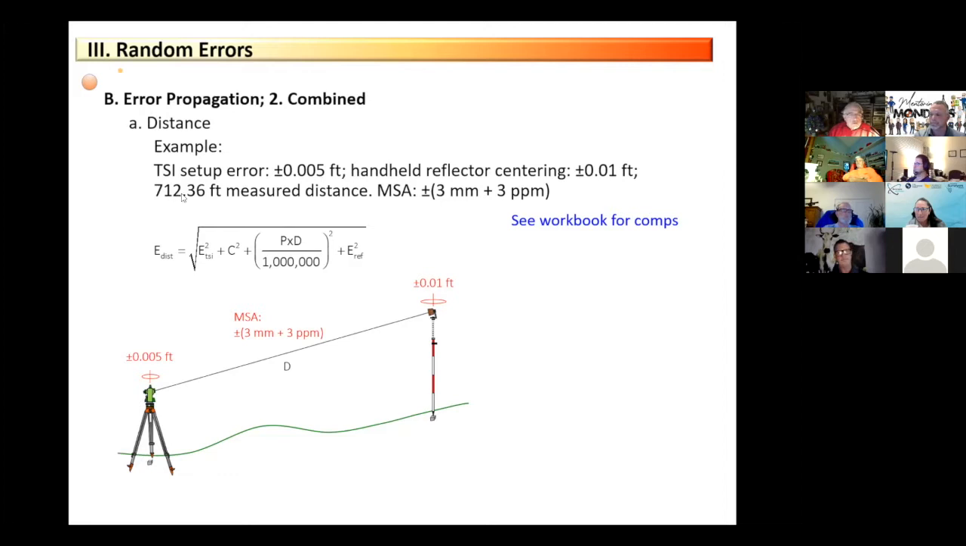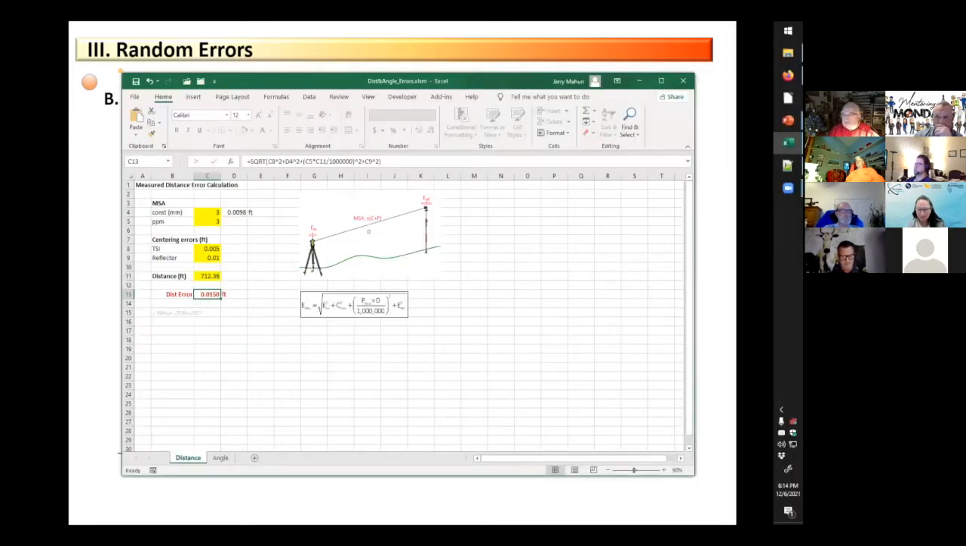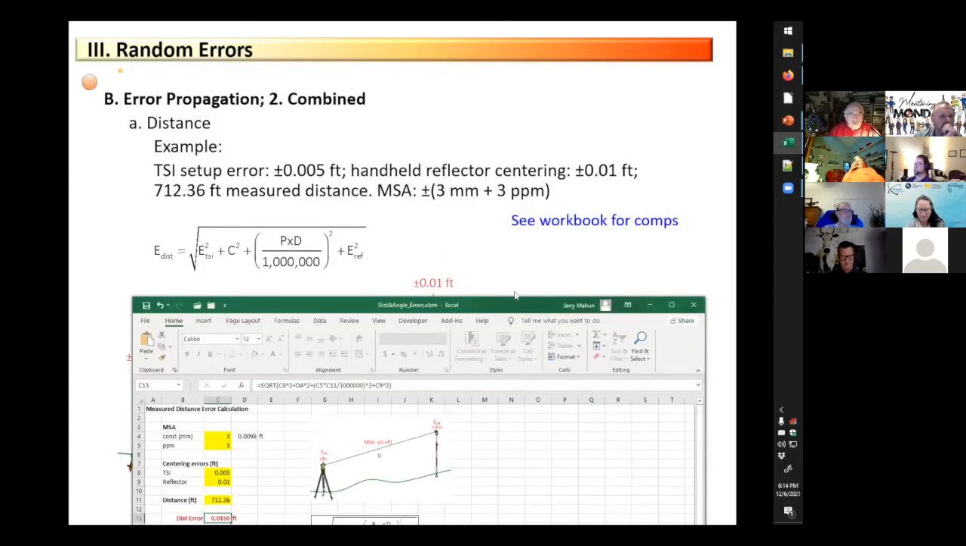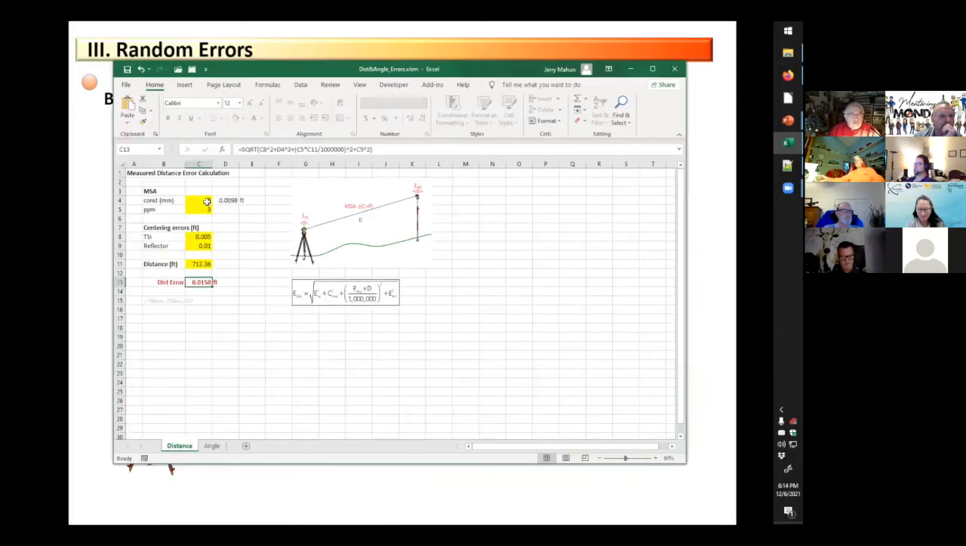And we measure a 712.36-foot distance with a manufacturer stated instrument accuracy of 3 millimeters plus 3 parts per million. Rather than do all those computations here, I've cleverly designed a spreadsheet. Everybody see that spreadsheet there? It's solving this equation based on the 3 millimeter constant, the 3 parts per million, the total station centering error, the reflector centering error, and the distance. And I can see that my uncertainty in that distance is 0.015 feet, so about 1/10.5 of a foot.